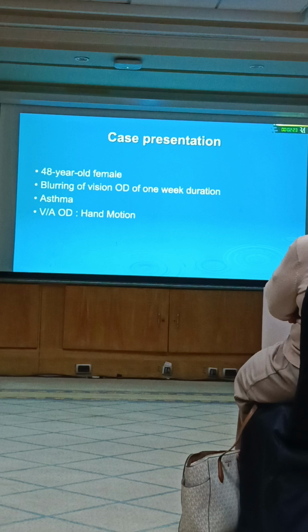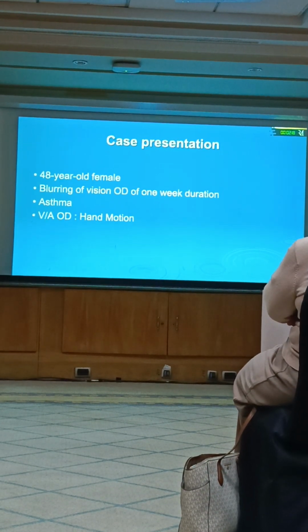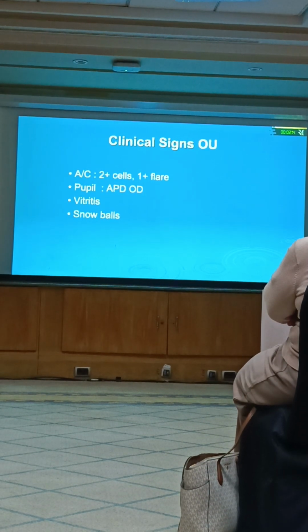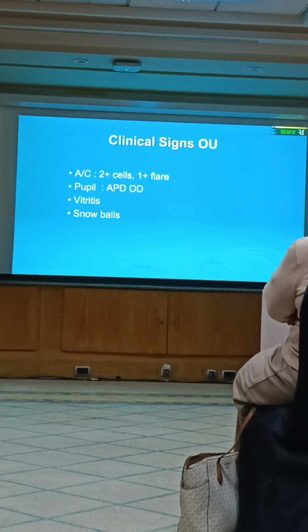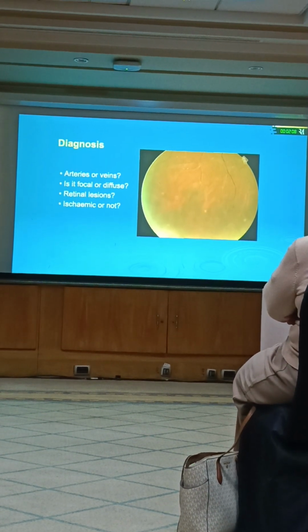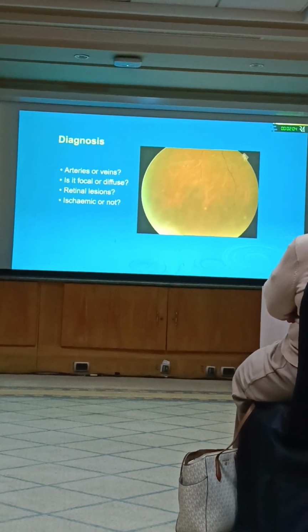Another case is a 48-year-old female patient, blurring of vision in the right eye, one-week duration, vision is hand motion, afferent pupillary defect in the right eye, 2+ cells and 1+ flare. This is the fundus appearance. Can we also answer this question? Does it affect the vasculitis? Is it clear here?